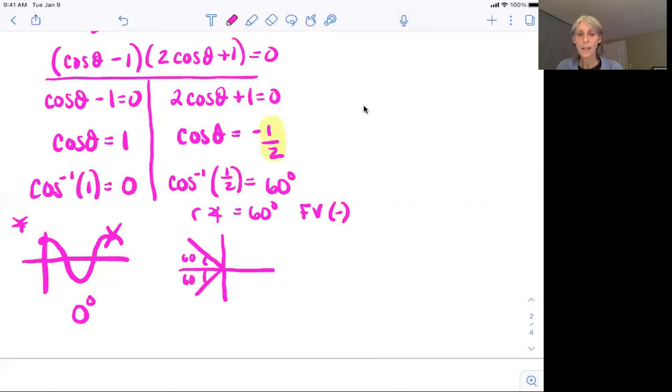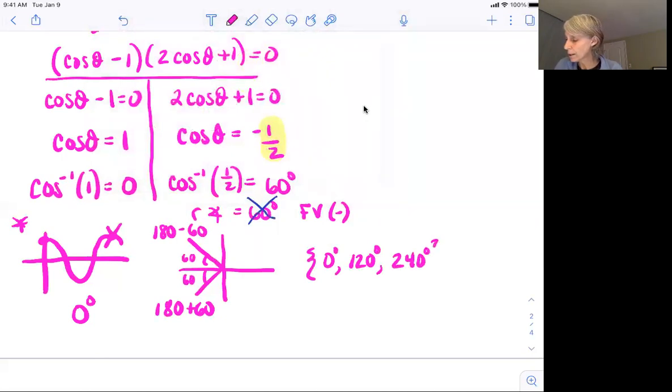So notice that 60 degrees is not going to be one of our solutions. We're just going to use it to help us get our real solutions. 180 minus 60, 180 plus 60. So the actual solution set for this trig equation is 0 degrees, 180 minus 60 is 120, 180 plus 60 is 240.